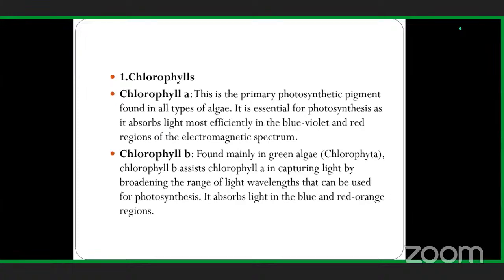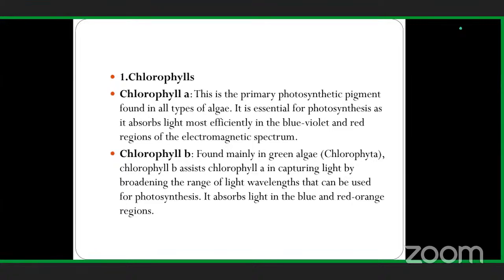Number one pigment which we have studied is the chlorophylls. Basically these chlorophylls are the main pigment which helps to perform the process of photosynthesis. In algae, we found three types of chlorophylls. The first is chlorophyll A, the primary photosynthetic pigment, and it is found in all types of algae, whether it is chlorophyta, rhodophyta, or phaeophyta. It is essential for photosynthesis as it absorbs light in the blue, violet, and red regions of the electromagnetic spectrum.